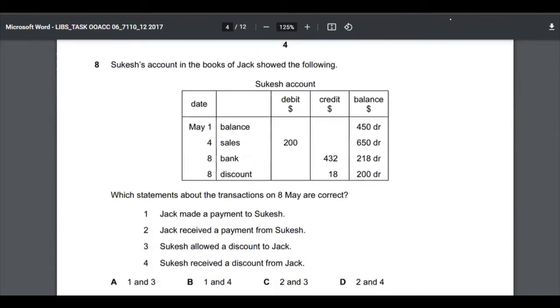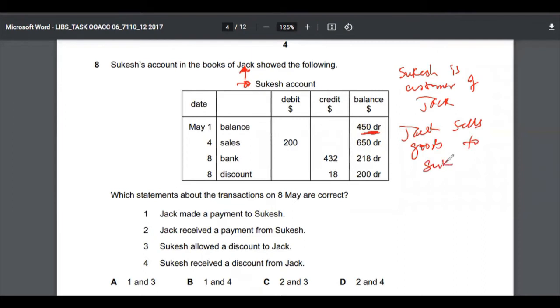Let's look at multiple choice 8. Sukesh account in the books of Jack showed the following, right? So this is Sukesh account in the book of Jack's. So look at the balance, it's $450 debit. So you can actually tell Sukesh is a customer of Jack. In other words, Jack sells goods to Sukesh. So which statement about the transaction on 8th May are correct? So you can ignore May 1st, you can ignore May 4th. There are 2 transactions on May 8th, right?